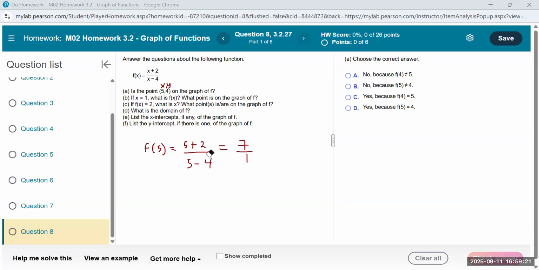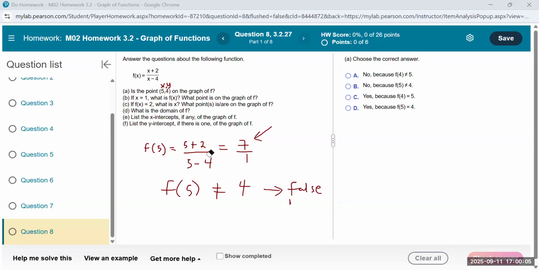This gives 7. So the function f of x is giving an output of 7, which is not true according to the point. If (5, 4) is on the graph of f, then when we plug in 5 for x in the function, we should have an output of 4. But here's the case: f of 5 is not equal to 4.